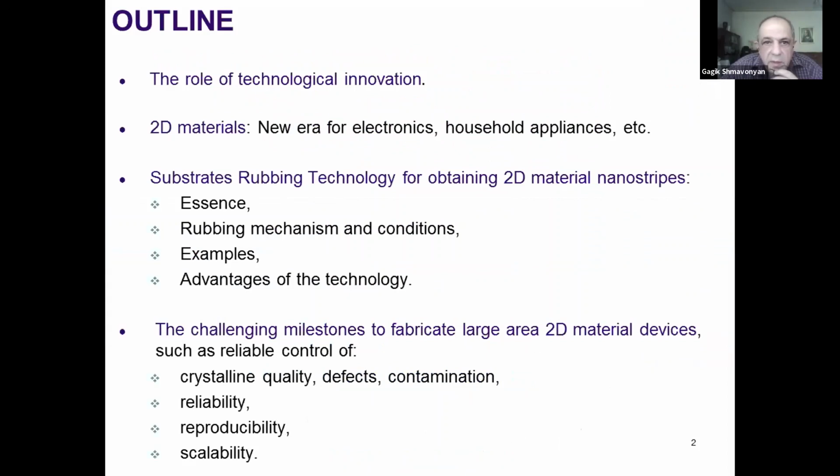At the beginning, I want to concentrate on the role of technological innovation. Then I will speak about two-dimensional materials. And then I present the substrate rubbing technology for obtaining 2D material nanostripes. Then I'll focus on the challenging milestones to fabricate large area two-dimensional material devices.